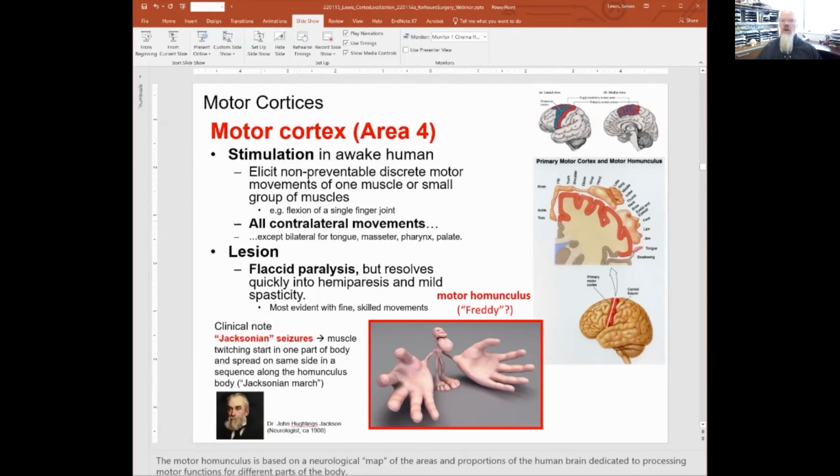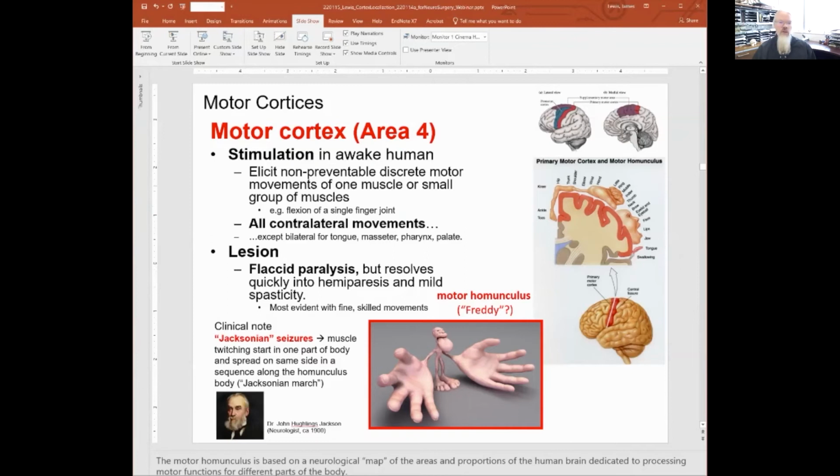And all the movements are contralateral except for tongue, masseter, pharynx, and some of the oral features and muscles. Now, lesions to primary motor cortex initially will lead to a flaccid paralysis, but then it's going to resolve quickly to hemiparesis, mild spasticity. And you're going to have most evident problems with fine, skilled movements.